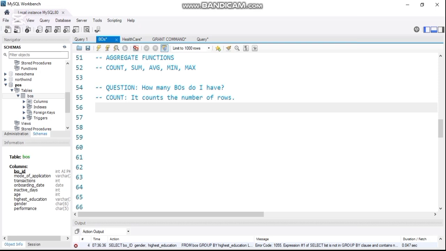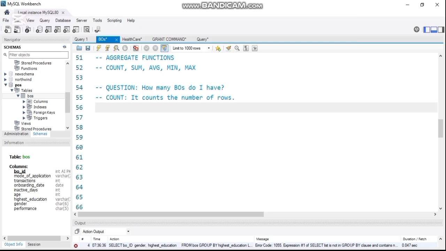Today we'll be talking about the aggregate functions in SQL. The aggregate functions we have are count, sum, average, min, and max. We'll be talking about every one of these, but I will have to divide this video into 3 segments so it will be easier for us to look at everything at a go. Now, we are going to be starting with count.